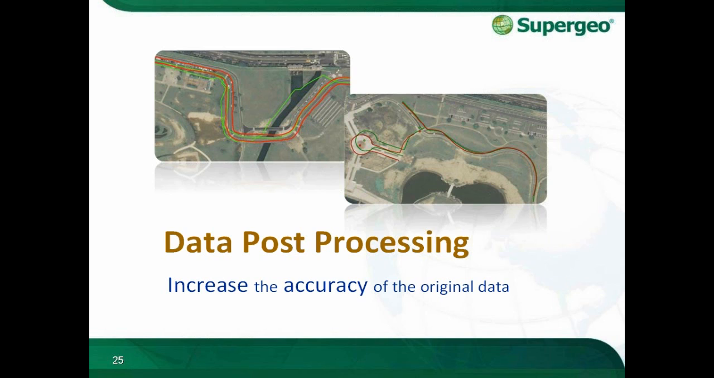Okay, now let's go to the second part of our presentation today. We are going to talk about how to enhance the accuracy of the survey data. As we know, most of the Windows Mobile handheld devices have an accuracy averaging around 5 to 7 meters under some good conditions.